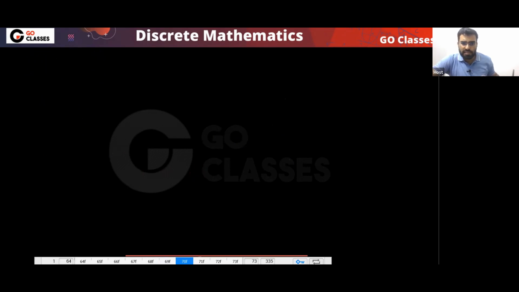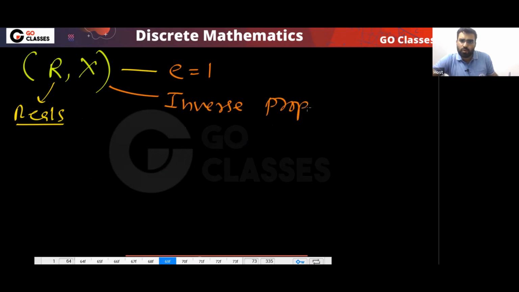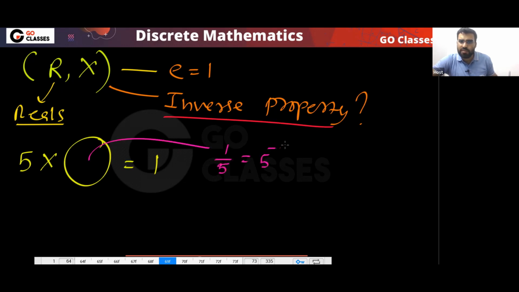Okay, what about this? Does this have inverse property? Set of real numbers, with multiplication. Here you have identity element E. But do we have inverse property? Inverse property means every element should have an inverse. See, 5 has an inverse. What should I put here such that I get the identity element? 1 by 5. So this will be the 5 inverse.